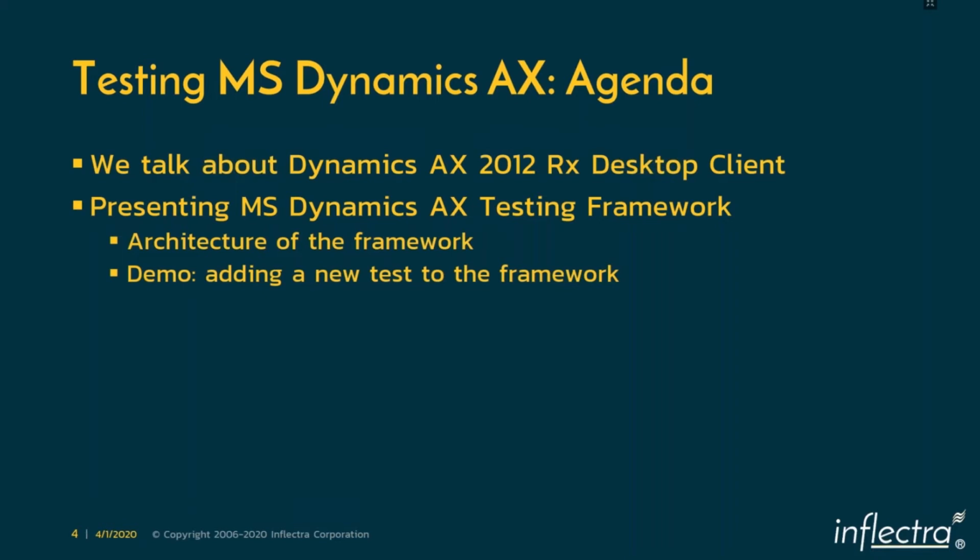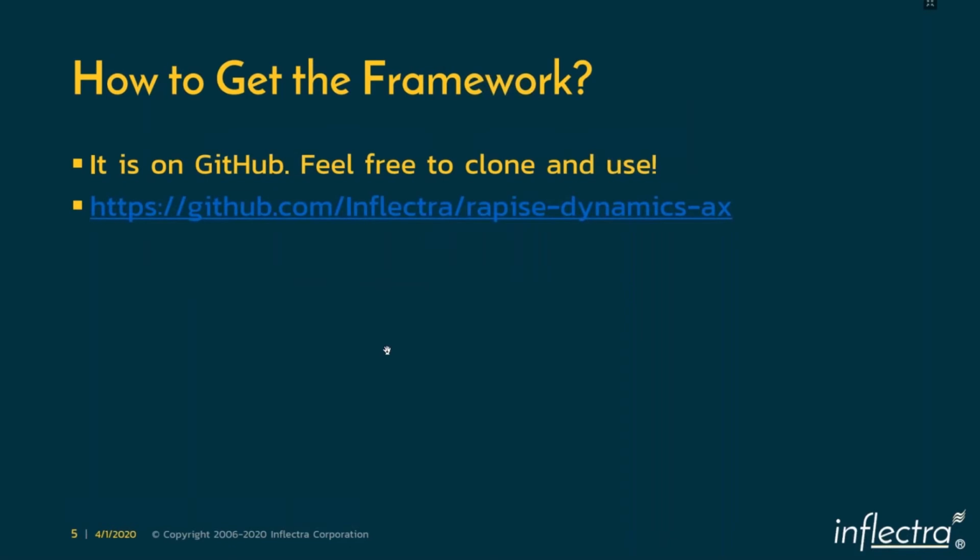So let's begin. Here is the framework. The framework is available on GitHub, and this framework actually complements support for Dynamics AX, which is available in Rapise. So Rapise itself supports various types of controls in Microsoft Dynamics AX, and the framework helps you to quickly start testing Dynamics and to do fewer preparation steps and to have working scenarios.